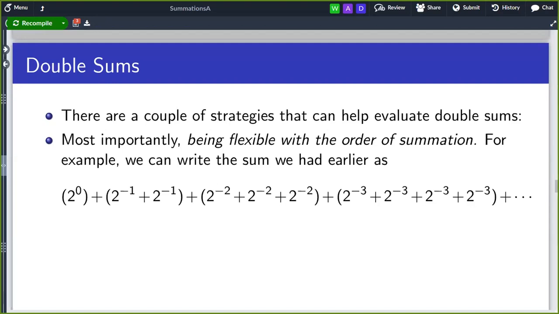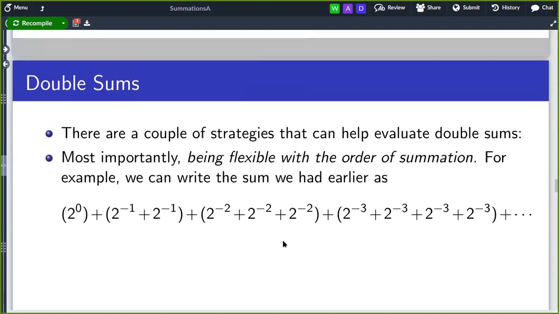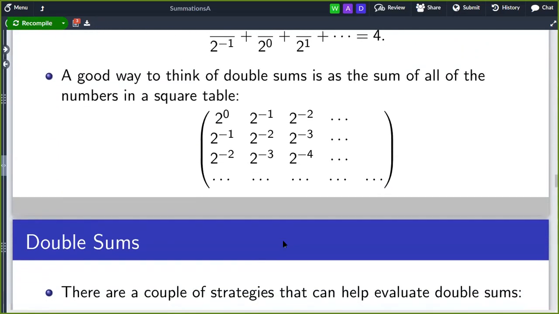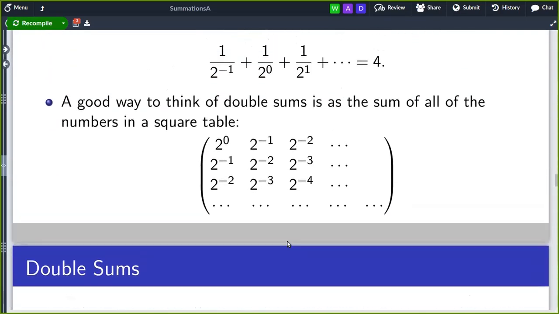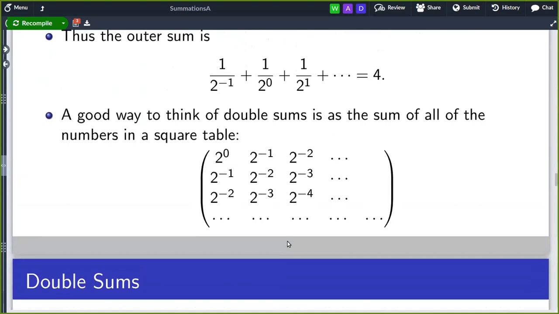So can we go back up to the matrix? So over here, it would correspond to summing along the top left diagonal, then summing all terms on the diagonal containing 2 to the -1, then summing on the next diagonal, and then summing the next diagonals, and so on. So instead of summing across rows, we're summing across diagonals.